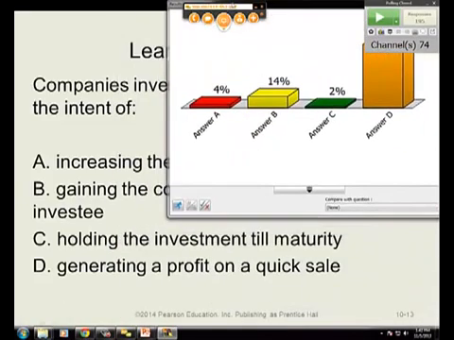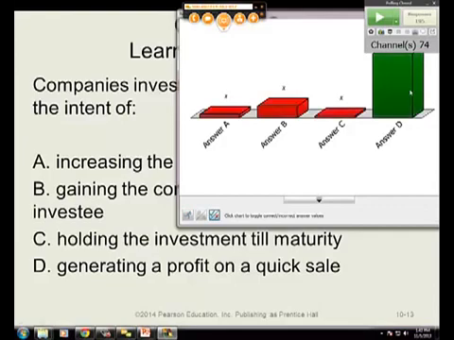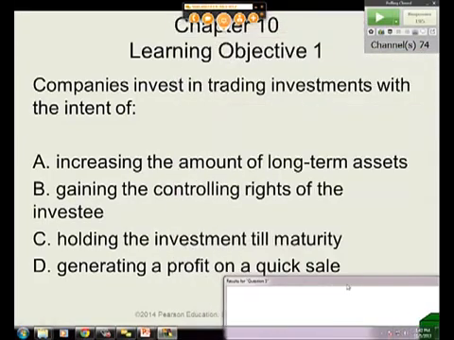All right, let's look at this. The answer is D. I mean, that's a trading security. You're trying to get profit on a quick sale.